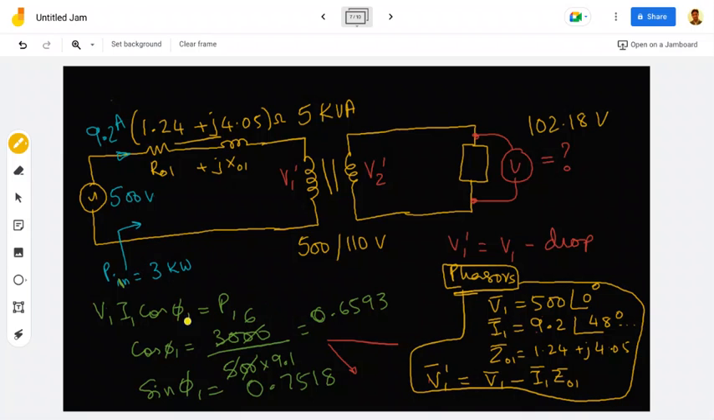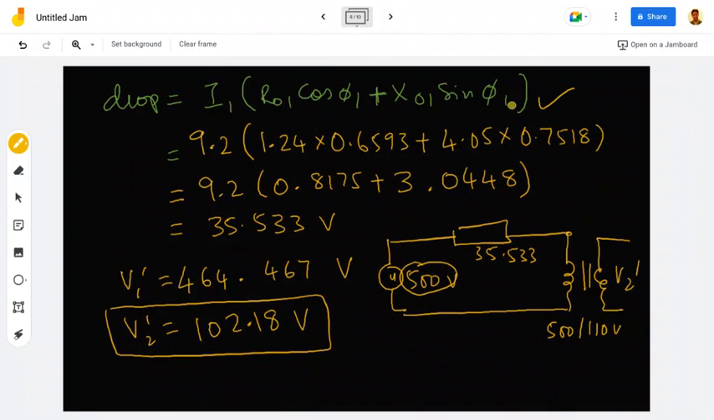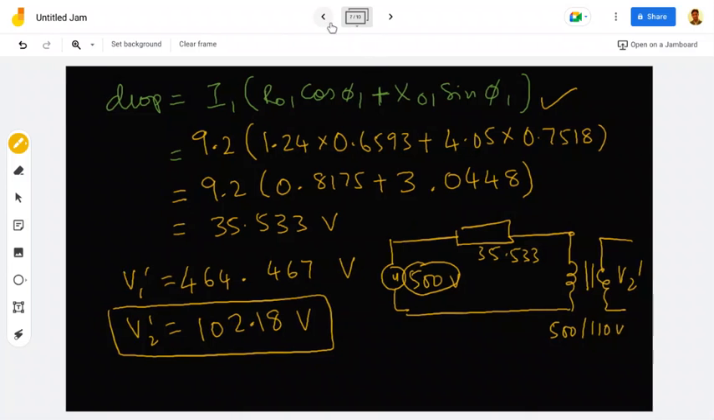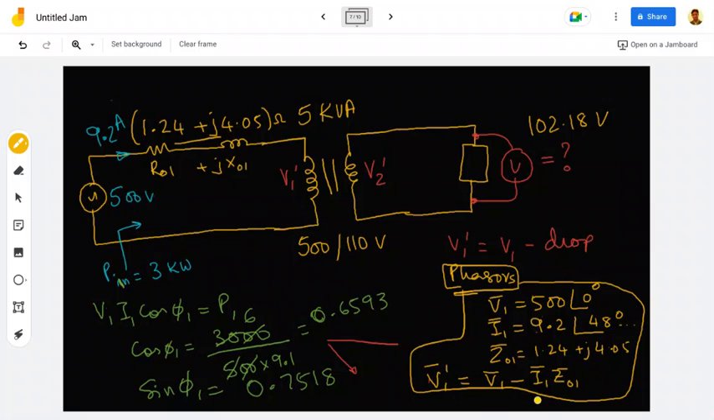But because we use this formula, you need not use the complex calculation. With your simple calculator you can solve it, and the answer will not be exactly the same, but it will be quite close. Those who are interested can try this method and check what you get for V1 dash, and then the absolute value of that, and then multiply with k to get the V2. Okay, so thank you. See you in the next video.